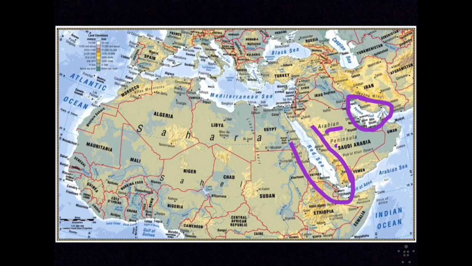And then we have what's known as the Sinai Peninsula. Now, you can't see this on this map. It's not labeled. But the Sinai Peninsula is this little bitty portion of land that connects Africa with the Arabian Peninsula, but more importantly, it connects the Mediterranean Sea with the Red Sea.